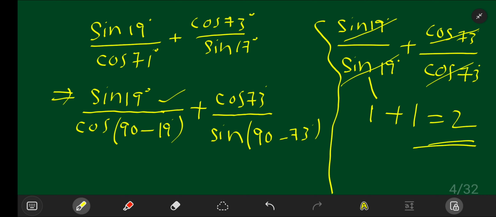Here 1 is left, here also 1 is left. 1 plus 1, answer is 2. This is a recent PYQ problem. Okay, let's do another one.